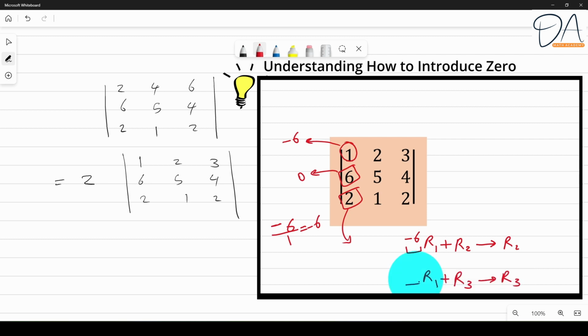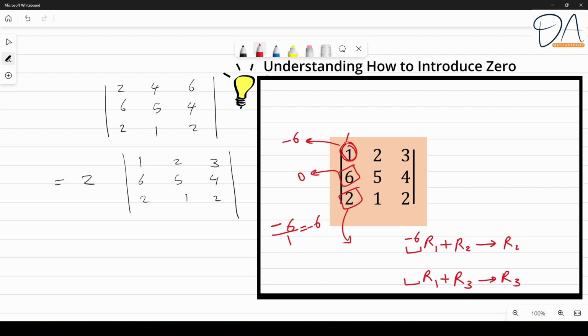Again, the only thing left is what's the multiple that we should use. To get the multiple, again, we'll look at the element that we're trying to make 0, which is 2, and look at the corresponding element in row 1. The corresponding element in row 1 is 1. To make 2 into 0, you need to add to it minus 2.